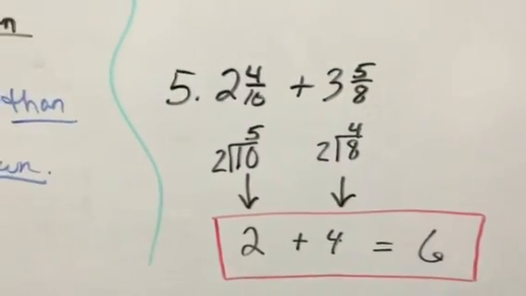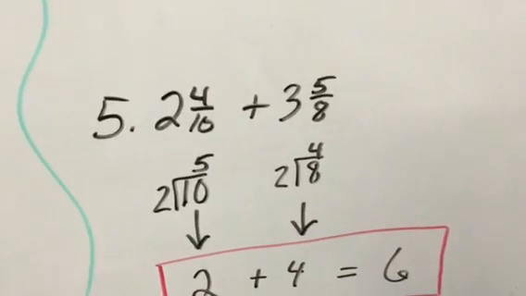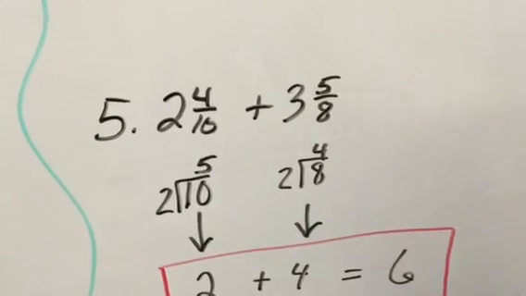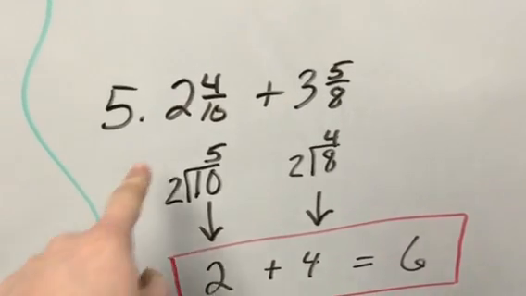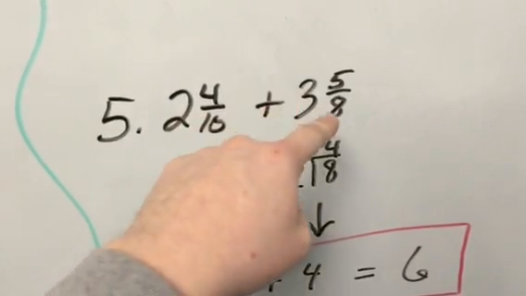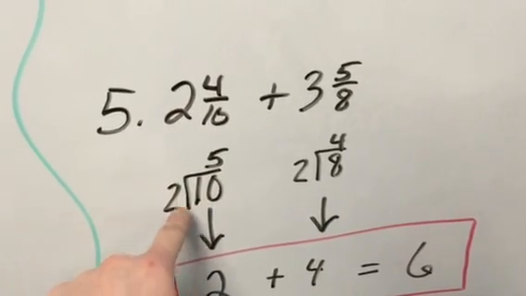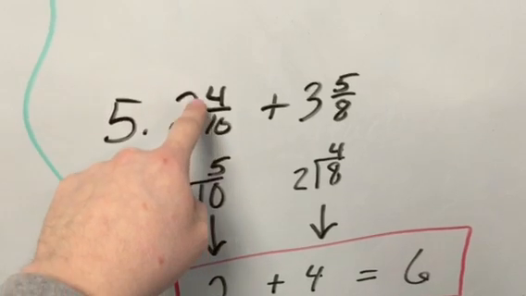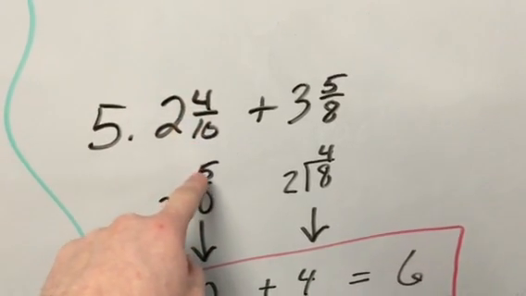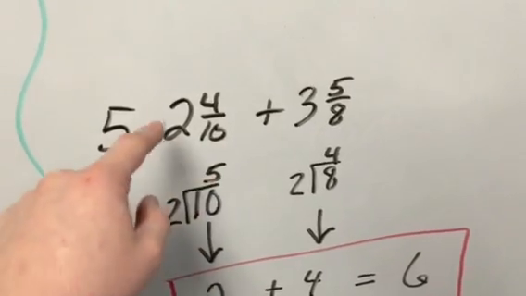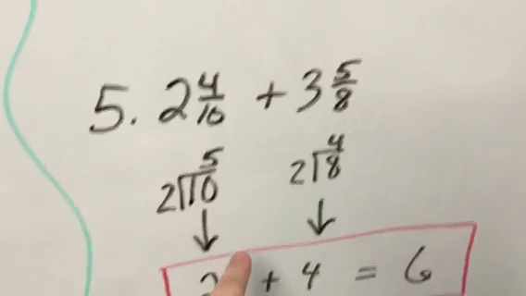Let's skip to another problem, number 5. This is one where we're going to have to estimate a sum of two mixed numbers. So I'm going to do the strategy in the second way. So I have 2 4/10 plus 3 5/8. I take my denominator and I divide it by 2, which gives me an answer of 5. Since my numerator is smaller than my quotient, I'm going to leave my number at 2 or round down to 2. So you can see I got that right there.